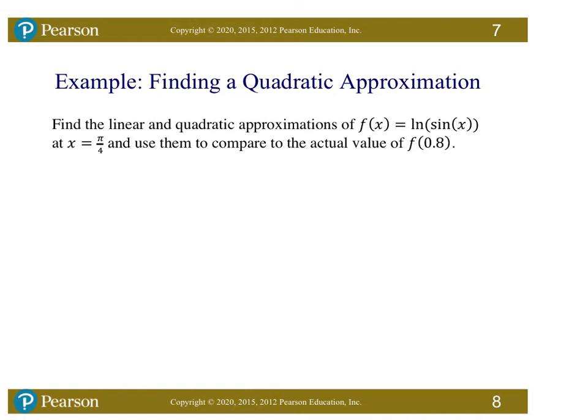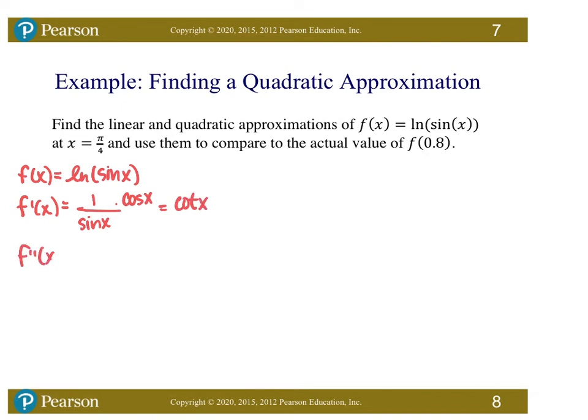Okay, so a couple things we might want to do ahead of time that will help us. If we're working with this function, let's figure out the first derivative ahead of time. So it'll be 1 over the sine of x times the chain rule, which is cos x, so that is cotangent. And then f double prime, which we'll need for the quadratic approximation, is going to be negative cosecant squared of x. So those values might be helpful to us.